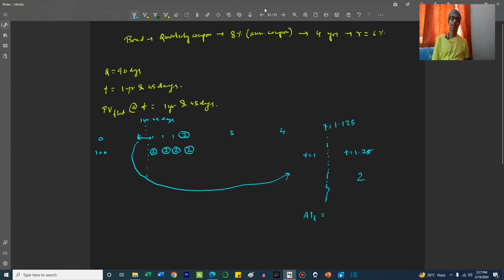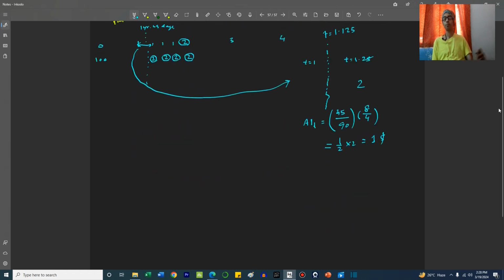Accrued interest at T is equal to 45 by 90 into 8 by 4, which is 8 by 4 is 2. So this comes to be half into 2 is equal to $1. This is our accrued interest. We hold it for some time. Now we find out the full price of the bond.